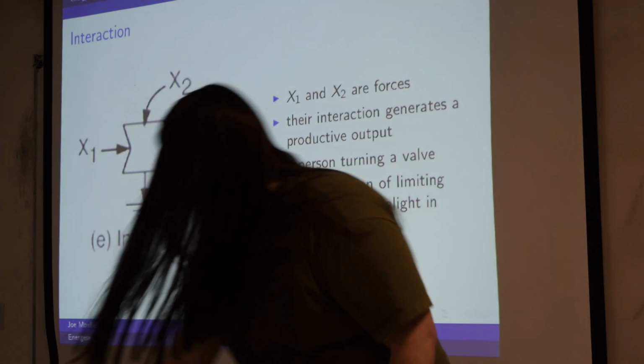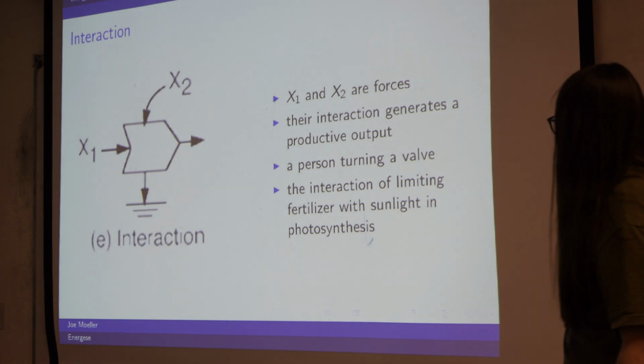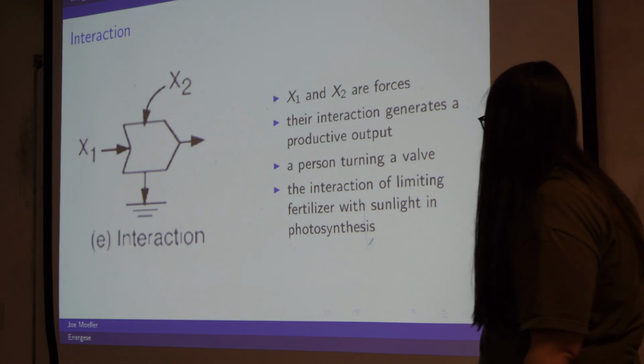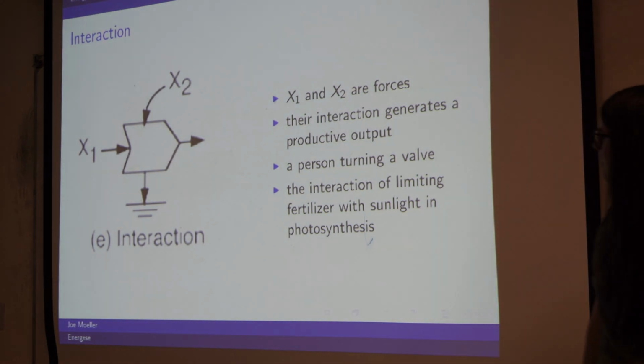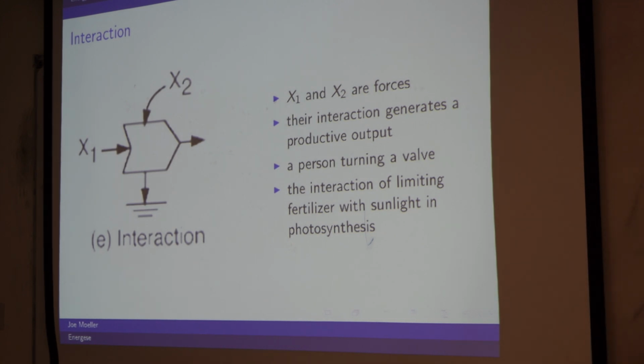Oh, there's another example. The interaction of limiting fertilizer with sunlight and photosynthesis. So what are probably x1 and x2? x2 would be sunlight, triggering photosynthesis maybe? Or no, I guess the other way around. The fertilizer is a catalyst or something?